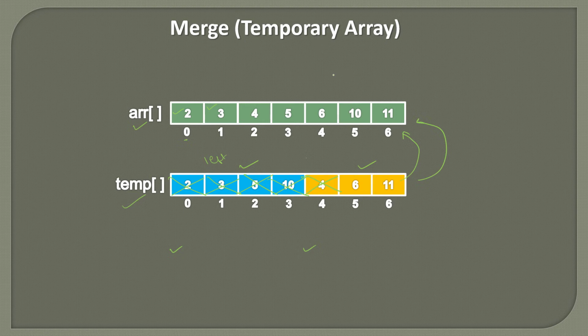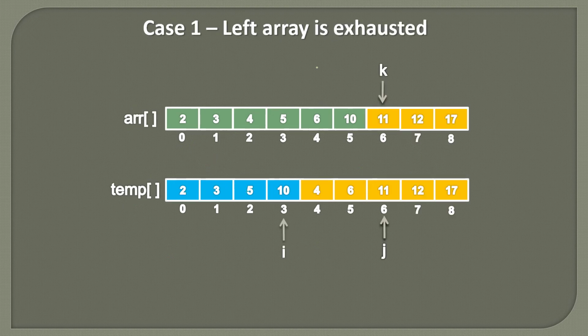So friends, there are two cases which we need to see. So case one is when the left array is exhausted. So here you can see, after filling 2, 3, 5 into the respective positions and even 10 here. Now here the left array is exhausted. So we don't touch this now because everything is filled up here.